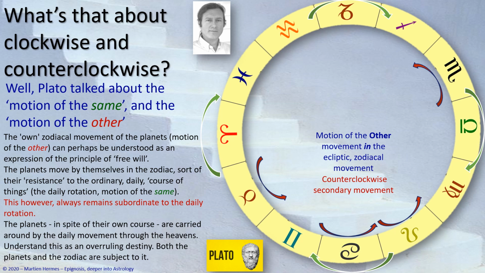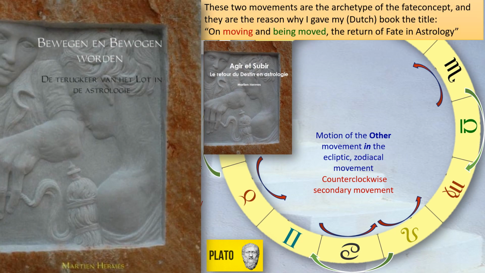Both the planets and the zodiac are subject to it. So whatever the principles of the planets and the zodiacal signs are, the images, they are subordinate to the motion of the same, which carries them around each day within 24 hours and a bit less. And that's the dominant fate concept. And that's the reason these two movements are the archetype of the fate concepts. And they are really the reason why I gave my Dutch book this title, On Moving and Being Moved, because they move by themselves, but they are also being moved. And that's the return of fate in astrology. So that's an interesting principle and really very encompassing for this. So now let's have a look at what this has to do with the calculations of the lot.